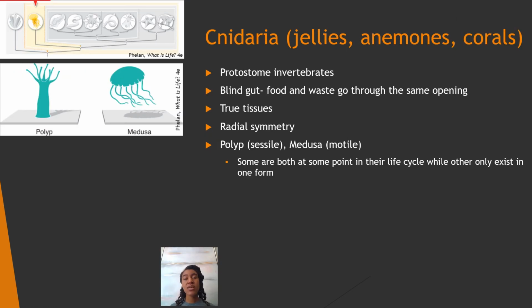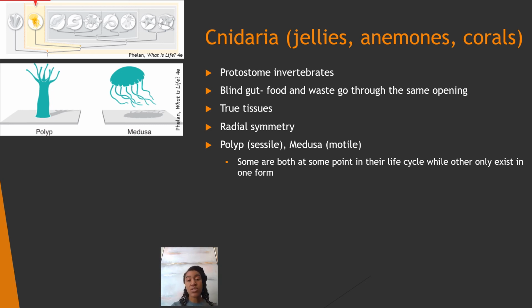The next phylum is Cnidaria, and cnidarians include jellyfish, anemones, and corals, and some other organisms. Cnidarians are protostome invertebrates, so their mouth develops first, and they have no backbone. They actually have an incomplete gut, so the opening that is their mouth also acts as their anus as well.